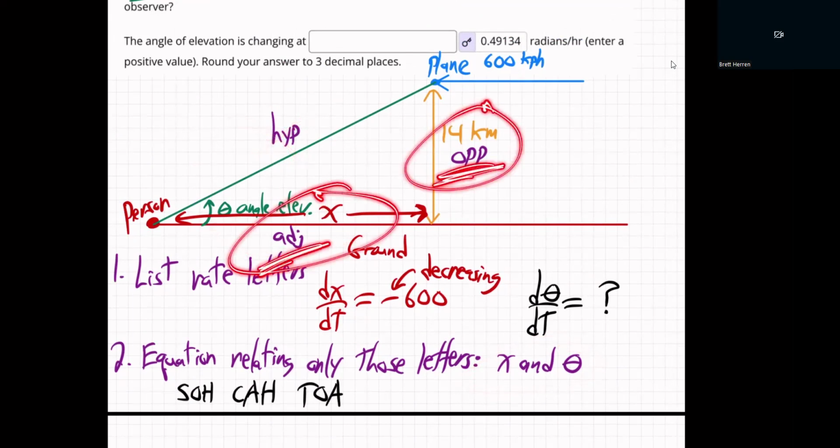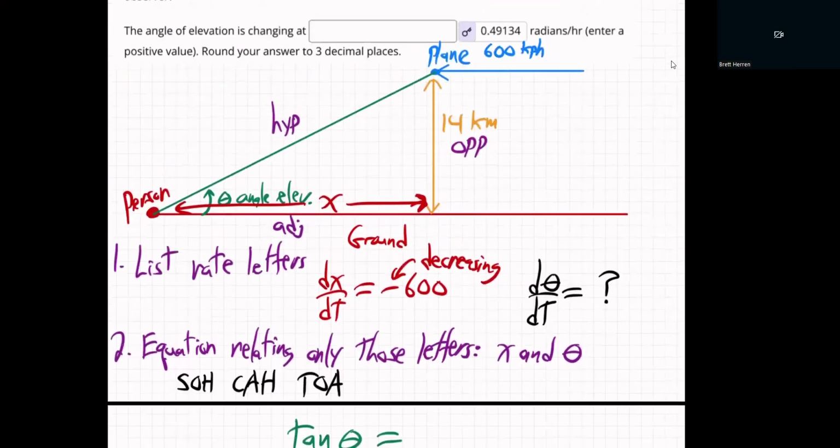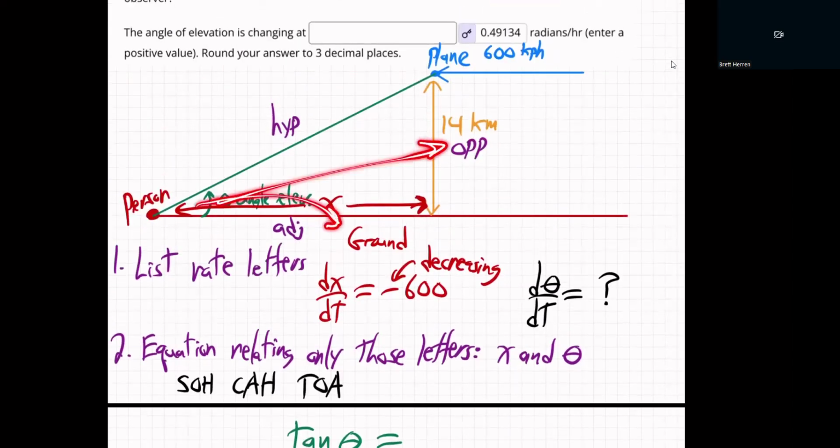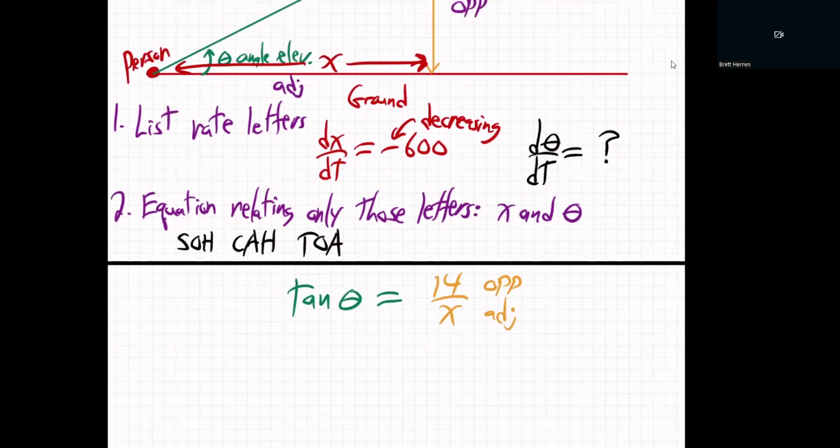So opposite and adjacent. What trig formula has opposite and adjacent? Tangent. So tangent of that angle θ is opposite over adjacent. It's 14 over x. So there's a relationship between θ and x, and numbers are fine, but only those two letters, θ and x. Okay, got it.